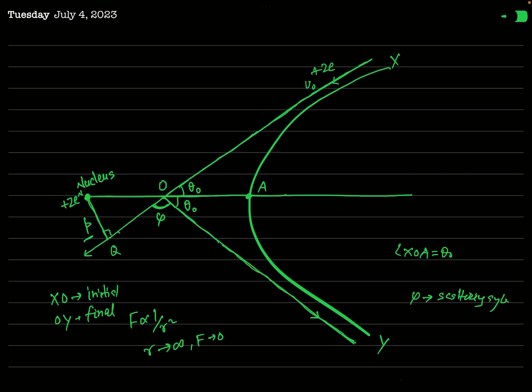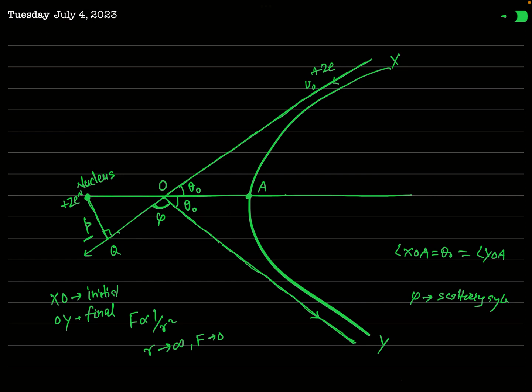And that's why, since this trajectory followed by the alpha particle is symmetrical about its axis of symmetry, this angle YOA will also be equal to theta naught.